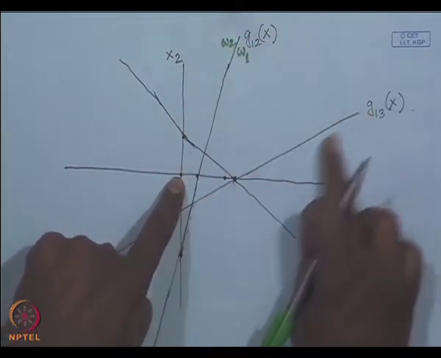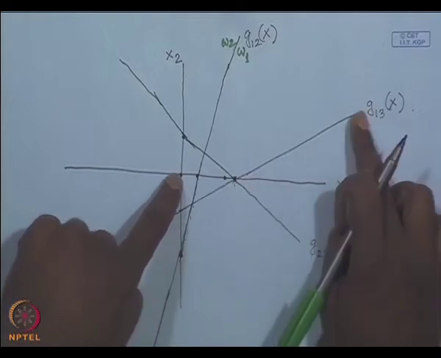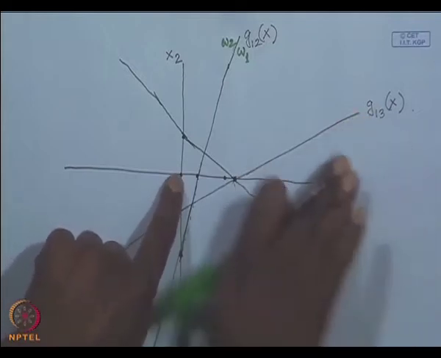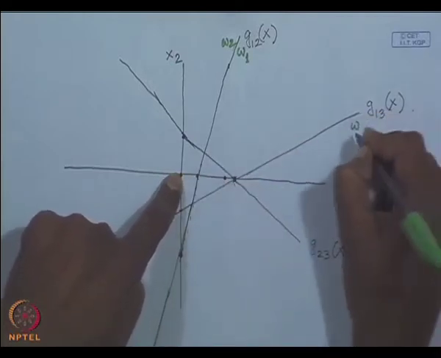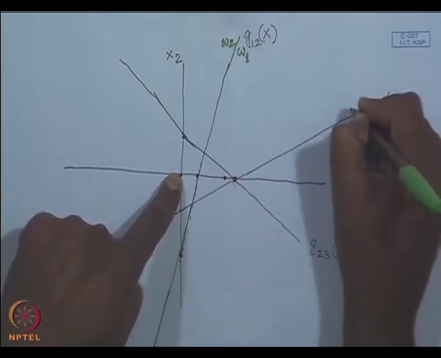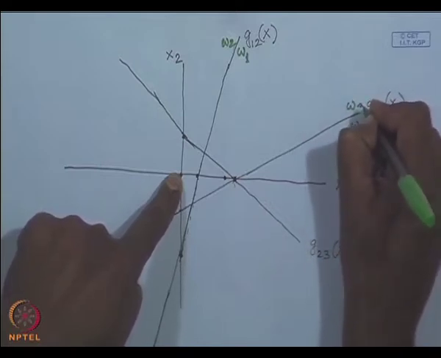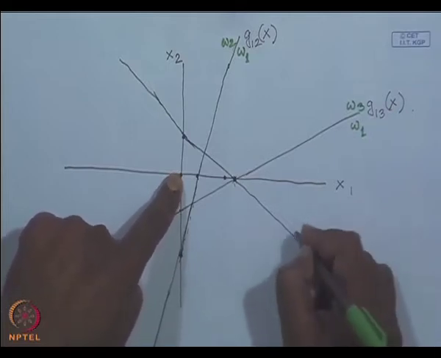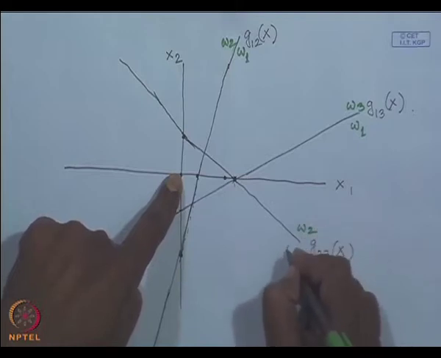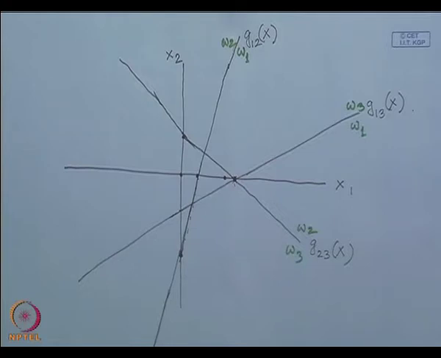Coming to g13(x), as this is on the negative side, g13(x) will be positive on the other side. So, this side will be your omega 1 and this side will represent omega 3. Coming to g23(x), this side will represent omega 2 and this side will represent omega 3. So, with this, now let us try to distribute or allot different regions to different classes.